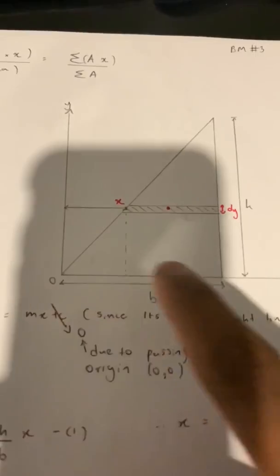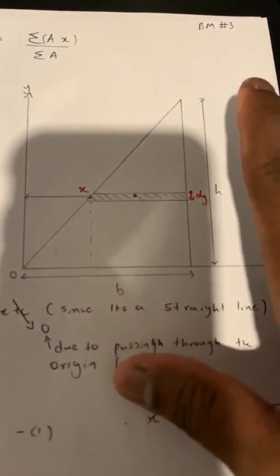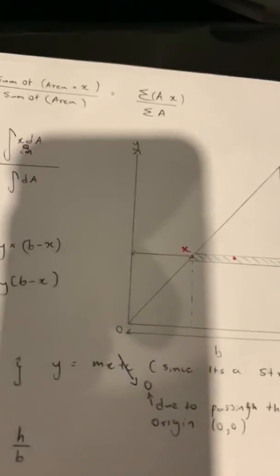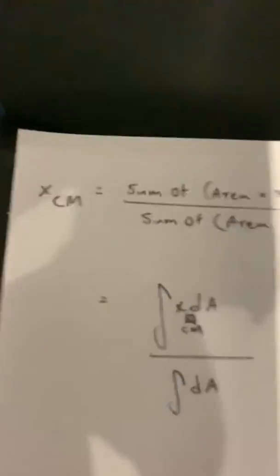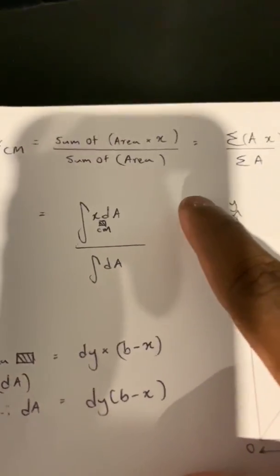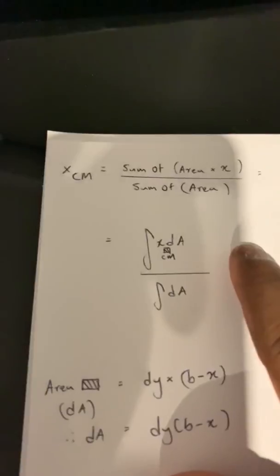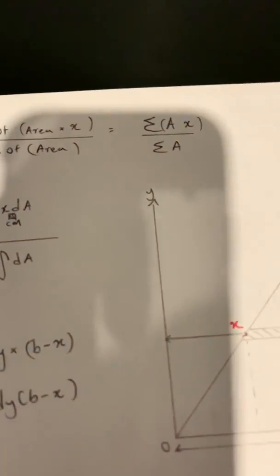What I did is draw this right angle triangle with a base of B, height of H, with Y versus X axis. We already know the X coordinate of the center of mass is the sum of the area times the X components divided by the sum of the total area. So you can write this as that.